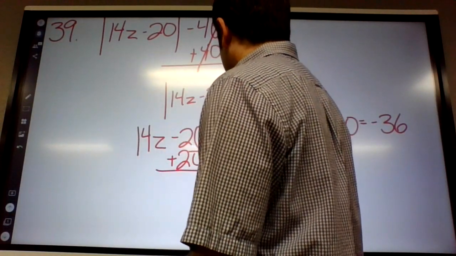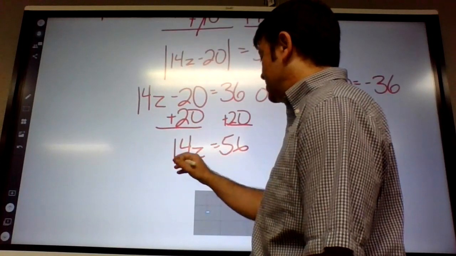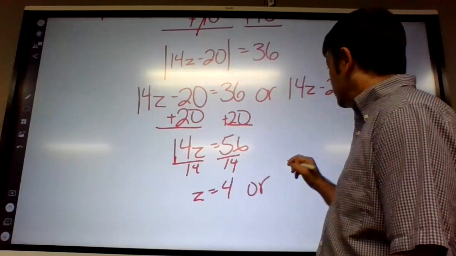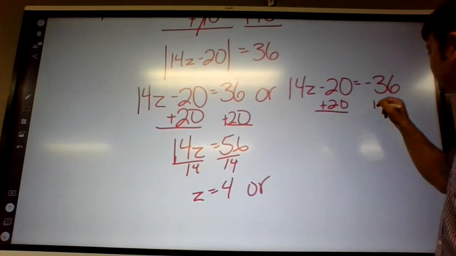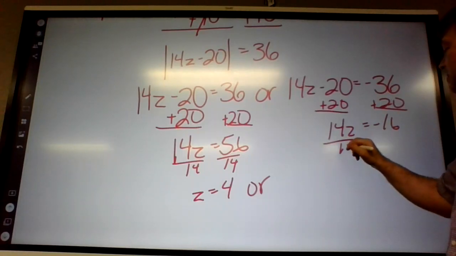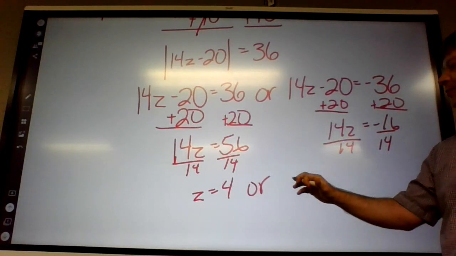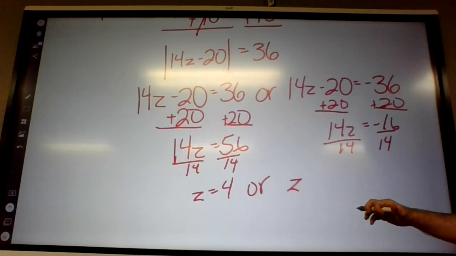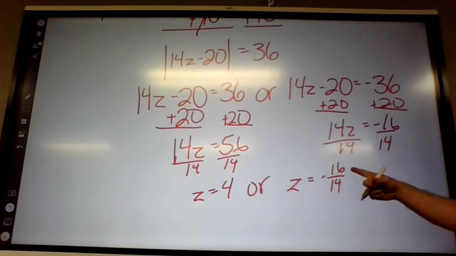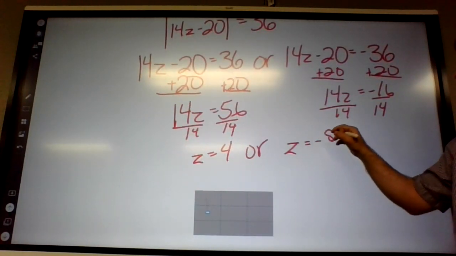So plus 20, divide by 14. How many times does 14 go into 56? The answer is 4. Negative 16 doesn't divide by 14 very well, but if you leave negative 16 14ths as your answer, you will get half off. Yeah, these are both divisible by 2, so it reduces to negative 8/7.